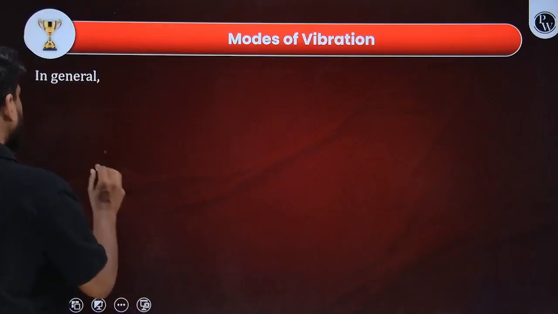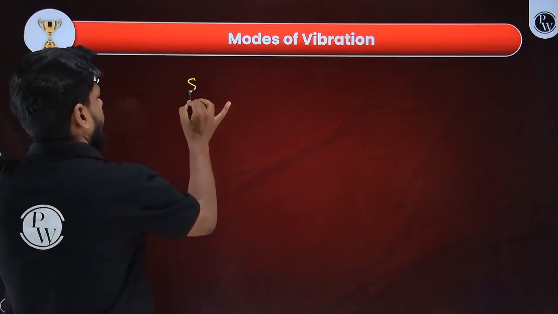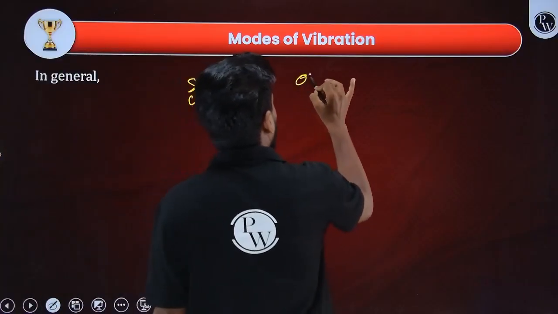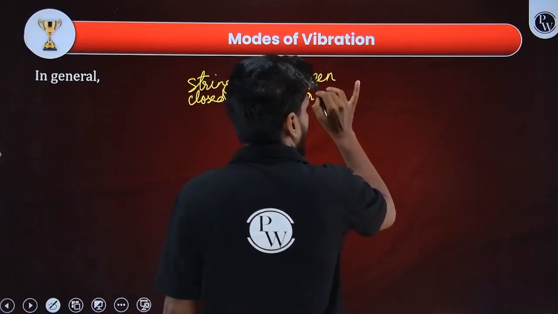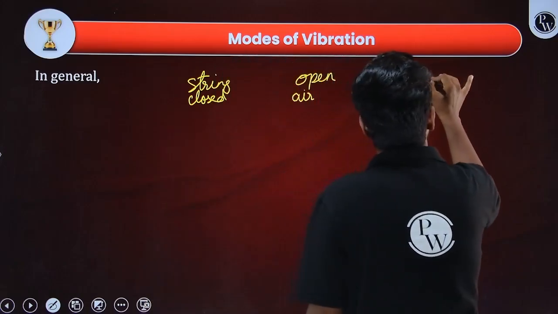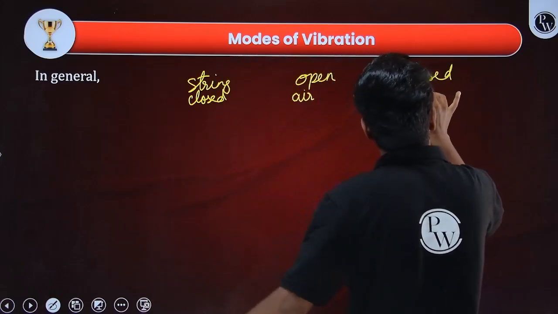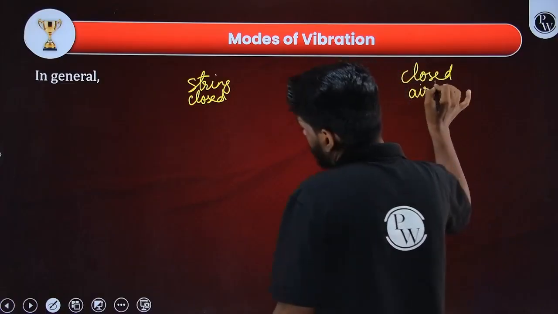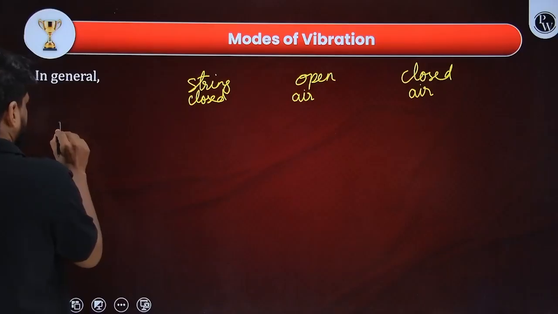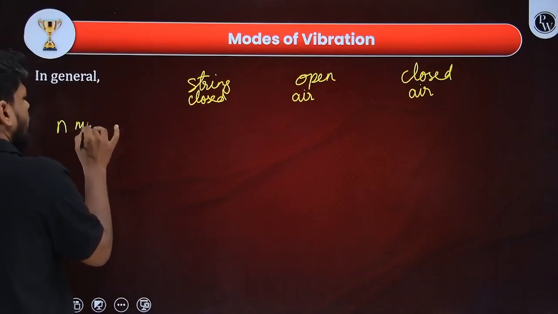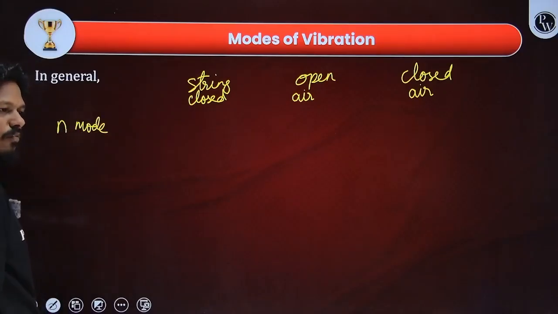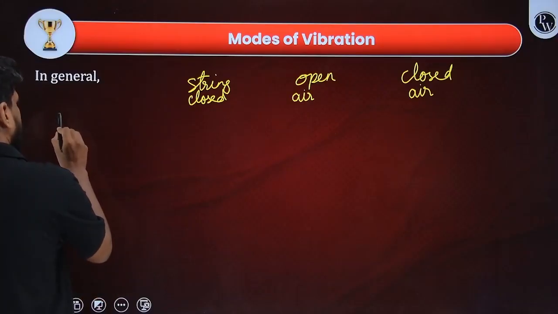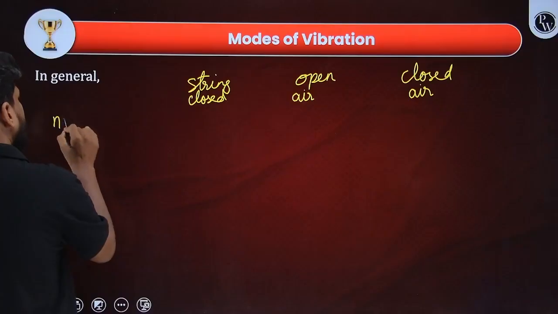I have string, basically closed at both the ends. I have open air column, open at both the ends. I have closed air column, open at one end, closed at another end. In n mode of vibrations, generally let me write from n is equal to 1.